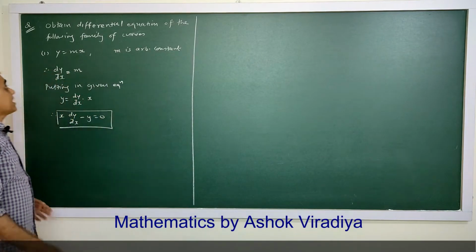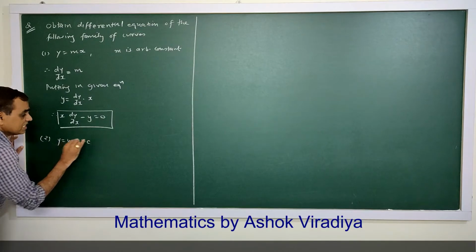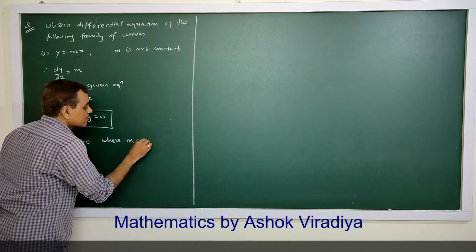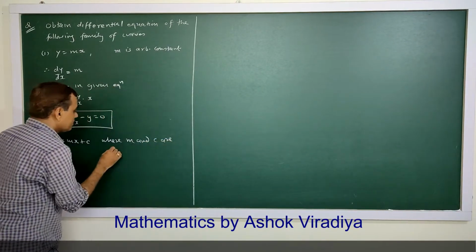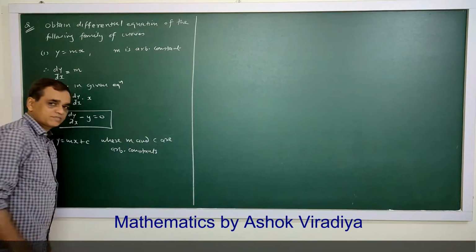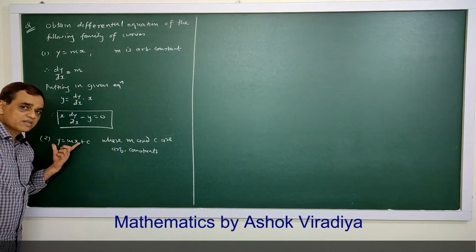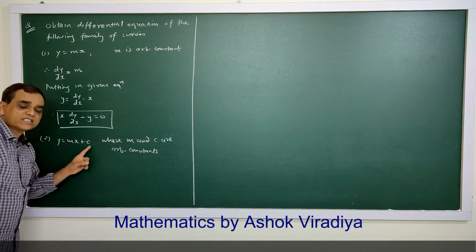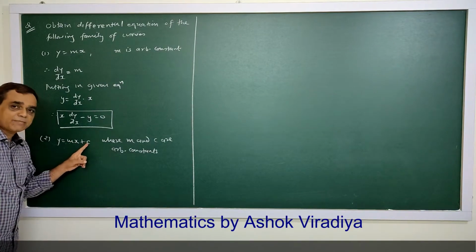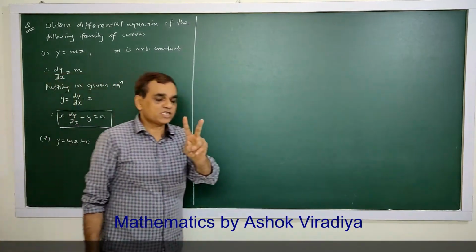Suppose I take the second question: y equal to mx plus c, where m and c are arbitrary constants. So this family also represents infinitely many lines whose slope is m and y-intercept is c. So here there are two arbitrary constants.